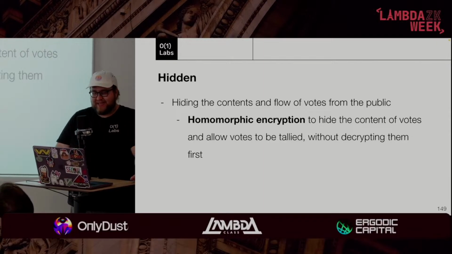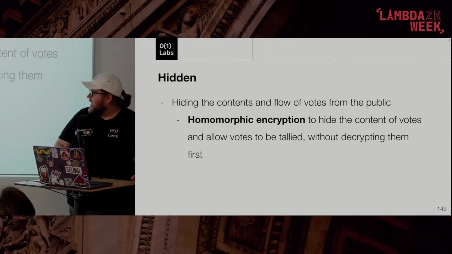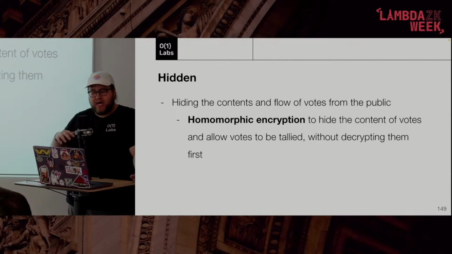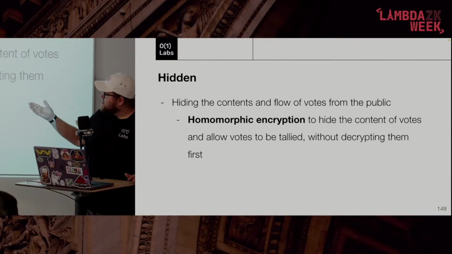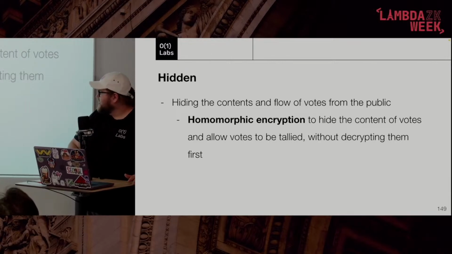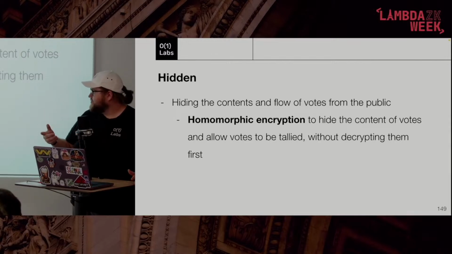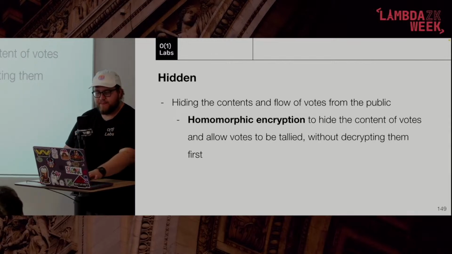So yeah, and the last aspect is hiding. Essentially, we want to hide the flow of transactions from the public. We want to hide the contents of the votes. But we still want the votes to be able to be counted and tallied without having to decrypt them. And how do we do that? Very fancy technology called homomorphic encryption, and we will be using that for tallying the votes and encrypting them.